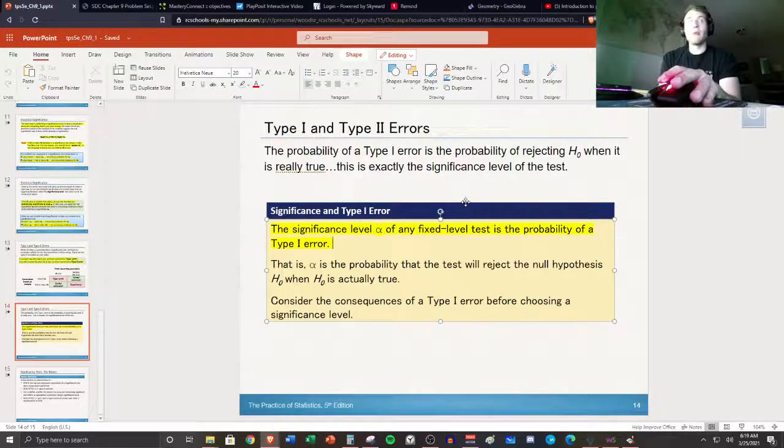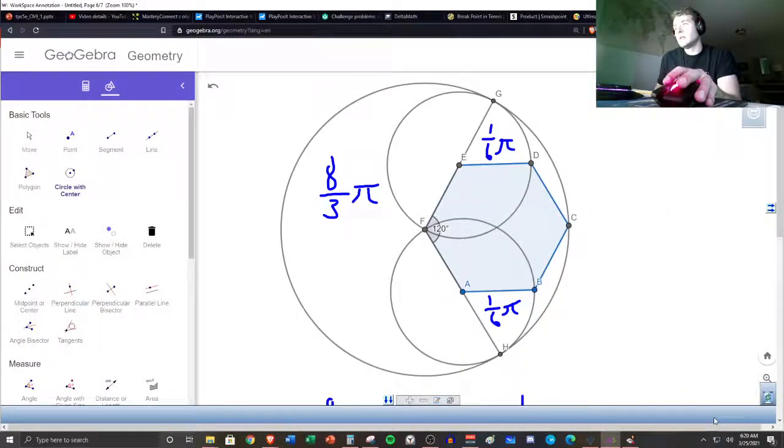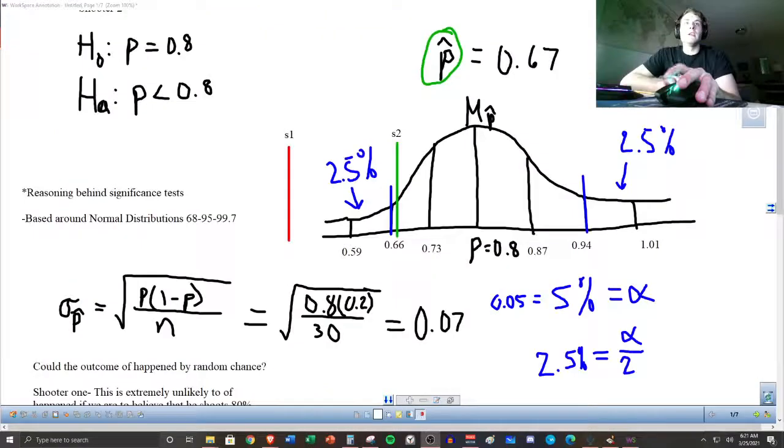All right. So the probability of type 1 error is equal to alpha. It's directly related to rejecting the null hypothesis. Let me pull up the slide we had. Hold on. So this is what I'm referring to. We said alpha, which is the significance level, is 0.05. If we really want to make sure that we don't reject, because anything outside, so this red line, the shooter one, he was outside of that.